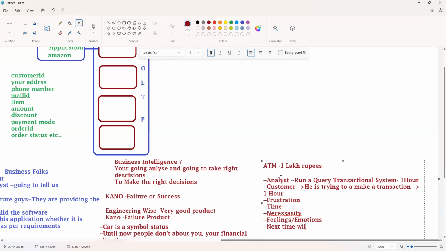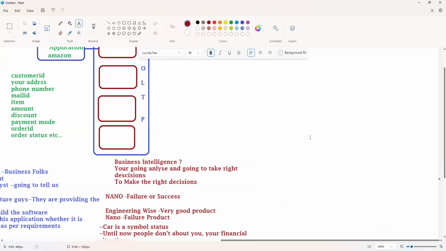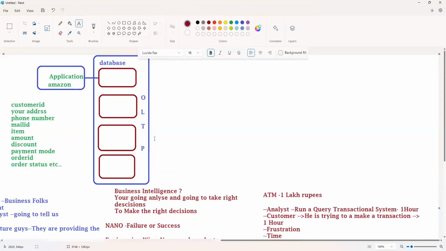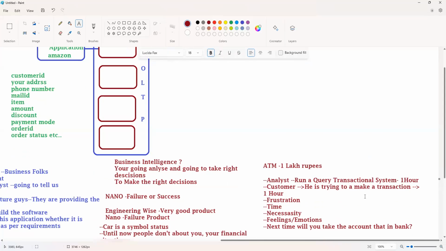Will you come to that bank again? Will you take an account in that bank? No. Am I right? So this is one of the issues. If you do analysis on OLTP systems, customers are directly going to be impacted.